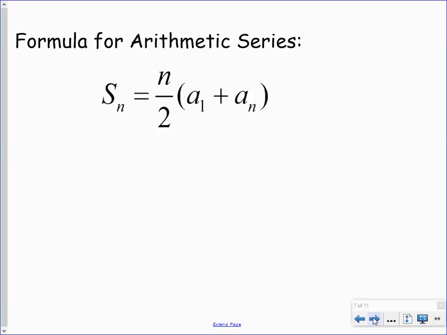Good. We've talked a lot about arithmetic sequences. Now we want to talk about series. So this is the formula for the arithmetic series. On Friday, you must know your formulas.